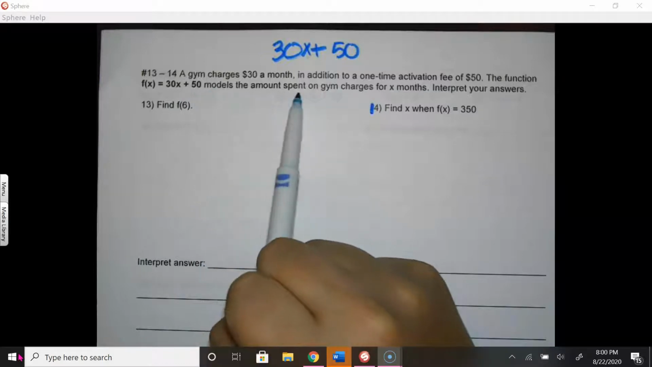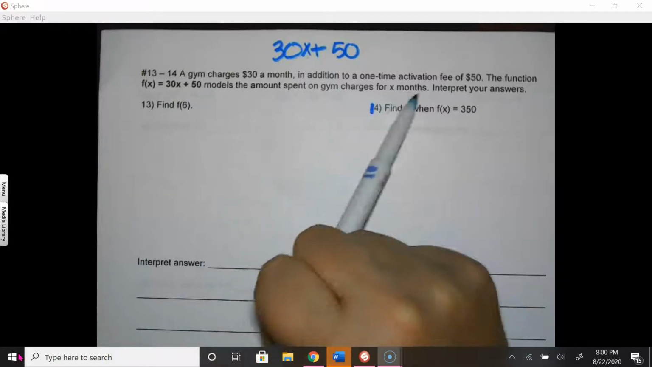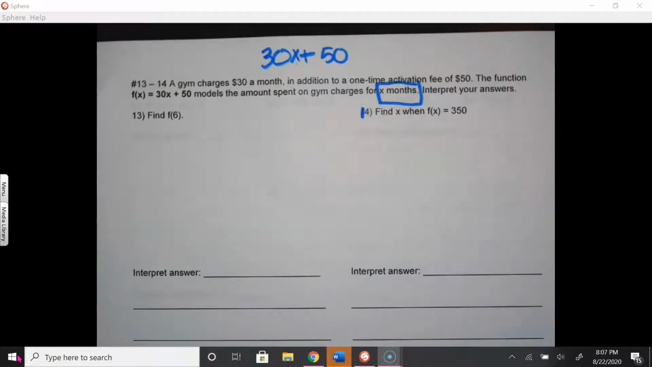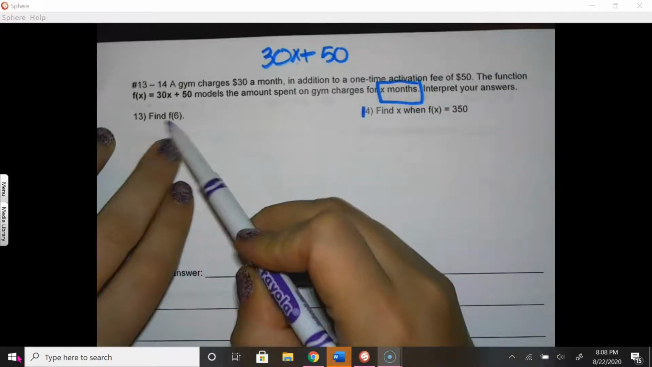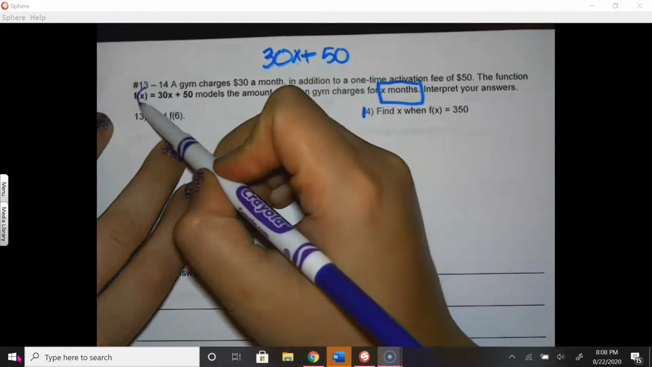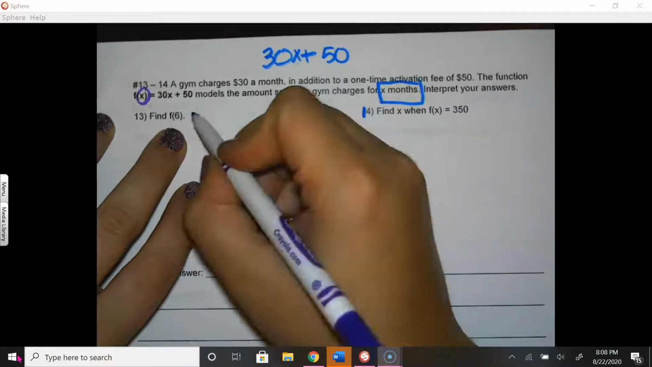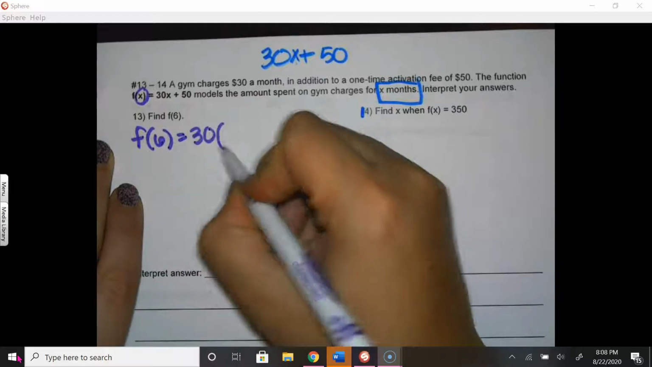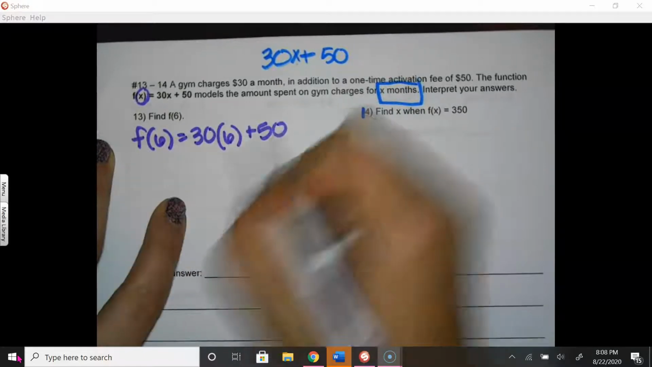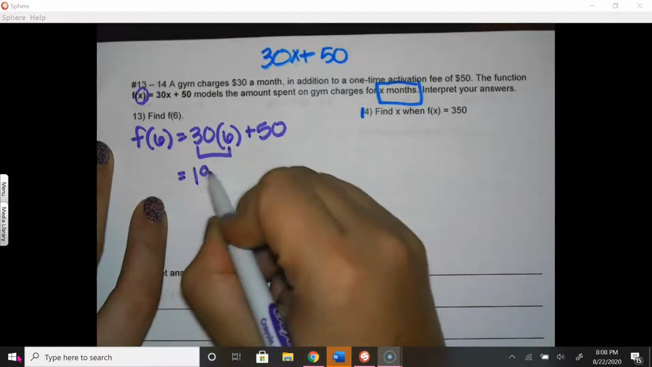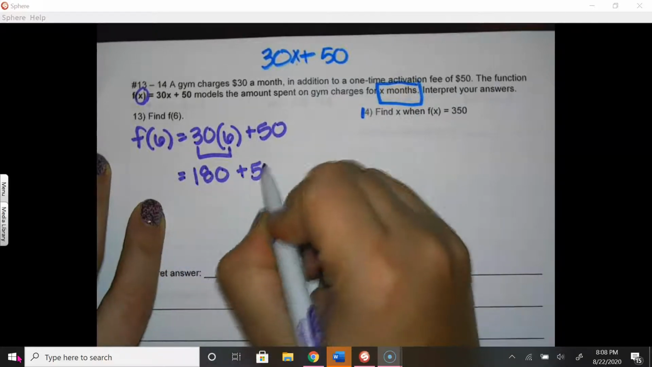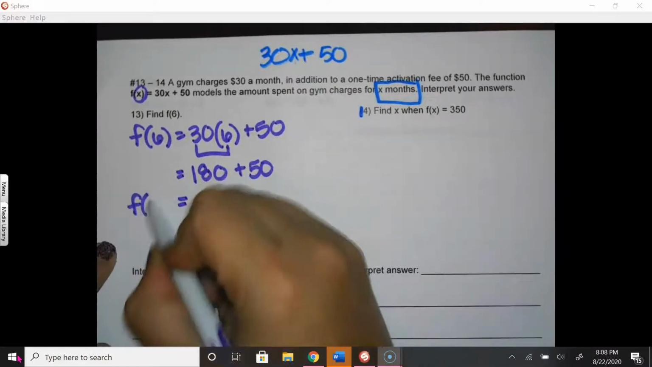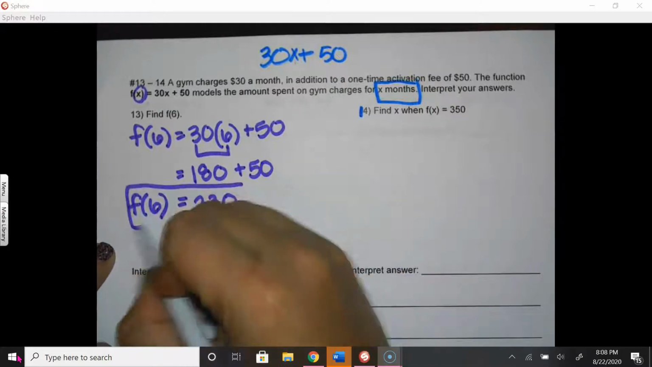It models the amount spent on gym charges for x months. So it tells us here that x represents the month. It says find f of 6. So instead of x, it wants us to use 6. We're going to plug in 6 for x, and then use order of operations. We multiply first, and then add the 50. So we get f of 6 equals 230.